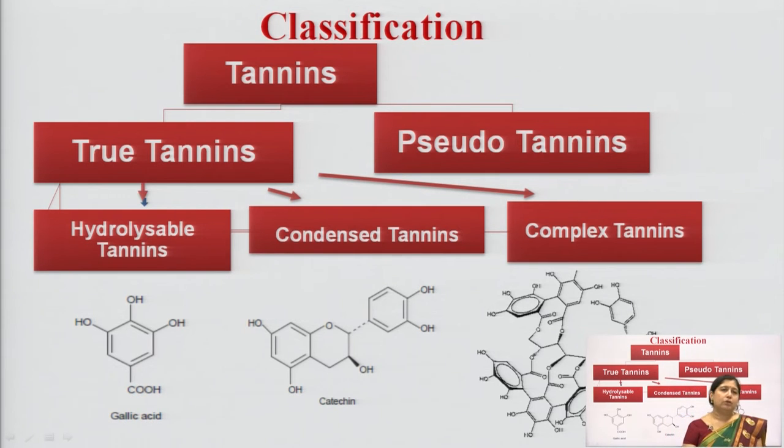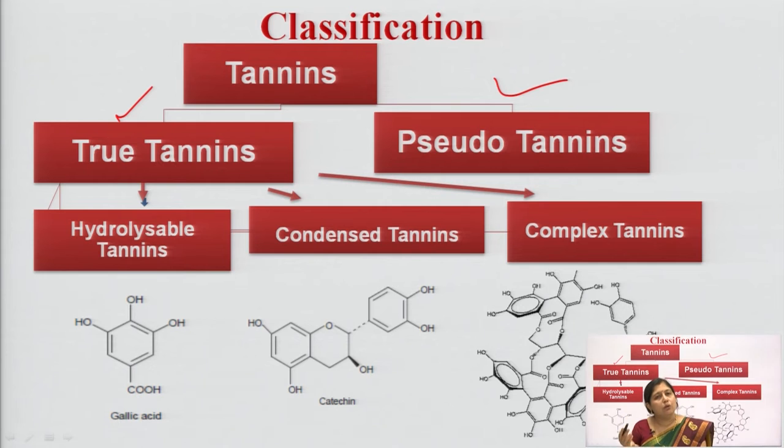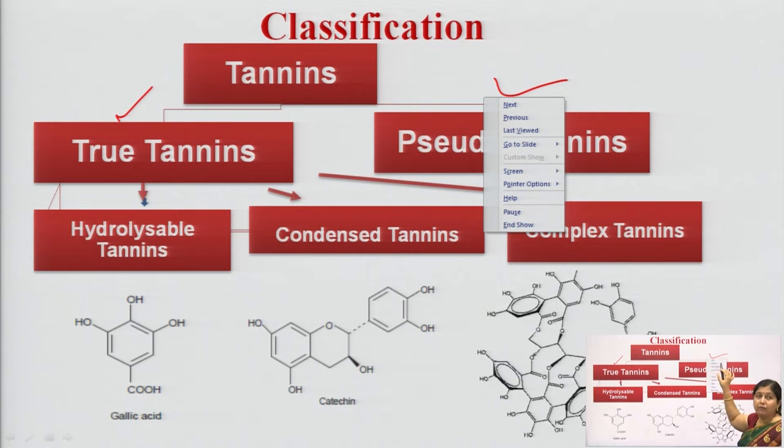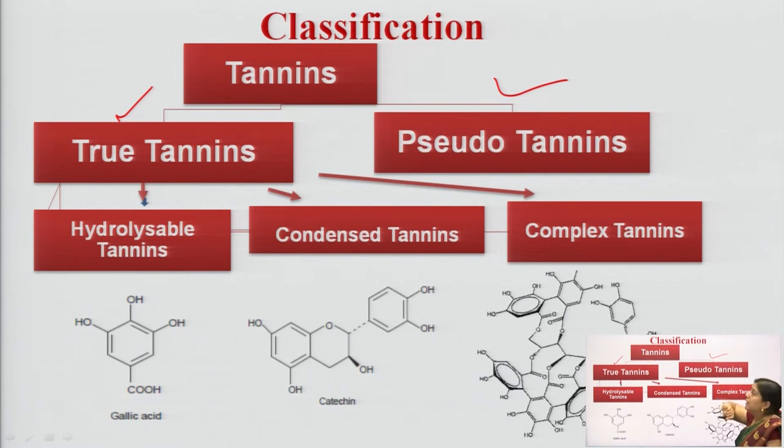So, the first classification is that the tannins can either be true tannins or pseudo tannins. True tannins are those which give a positive Goldbeater's test. The Goldbeater's test checks the precipitation of the proteins of animal hide by the tannins. So, if the tannins can precipitate the proteins, they are true tannins. In case they give a negative Goldbeater's test, meaning no black or brown color was observed, we call them pseudo tannins. So, this is the first classification. Further, the true tannins are classified into hydrolyzable tannins, condensed tannins and complex tannins.